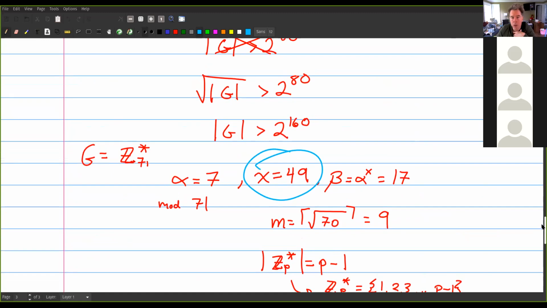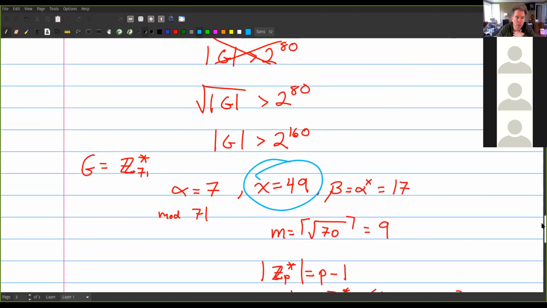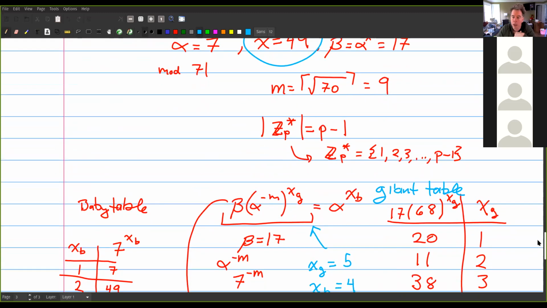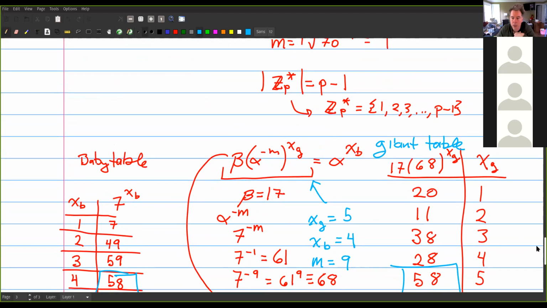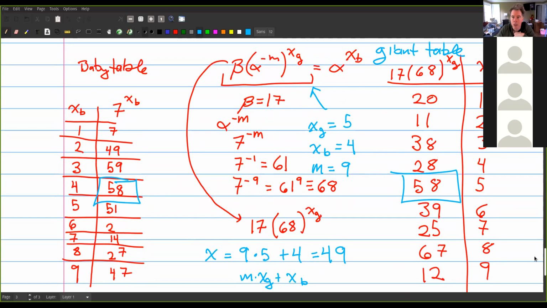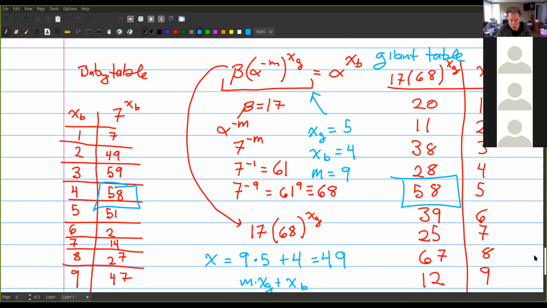So we should have had to look through 70 possibilities to do brute force, but instead of looking through 70 possibilities, we just looked through the square root of that twice, which was much, much faster. Any questions on baby step, giant step?